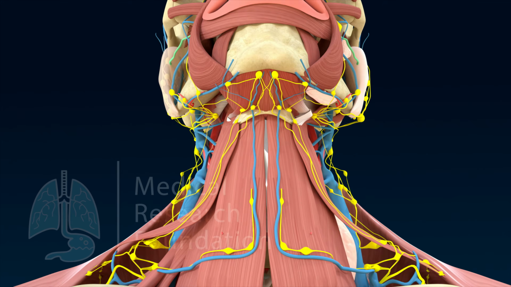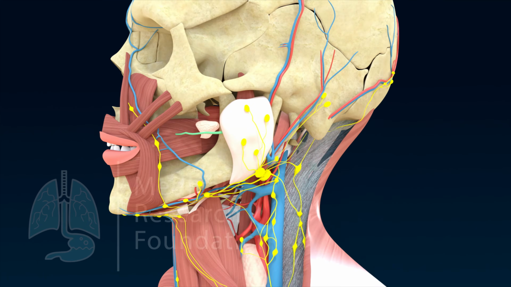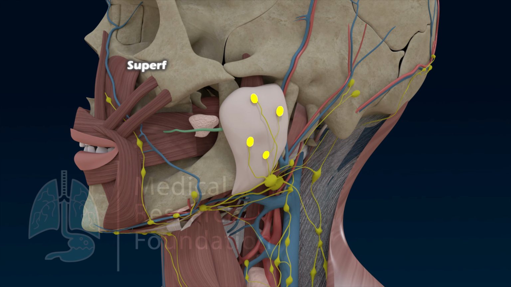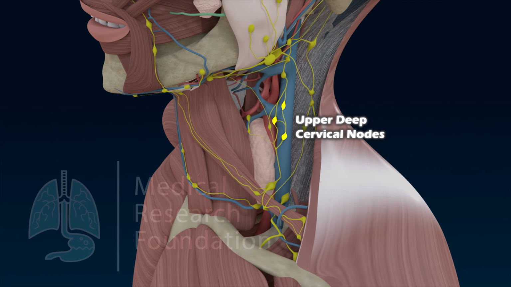Lymphatic drainage. The lymph from a temporomandibular joint is drained into superficial parotid, preauricular nodes, deep parotid nodes, upper deep cervical nodes.